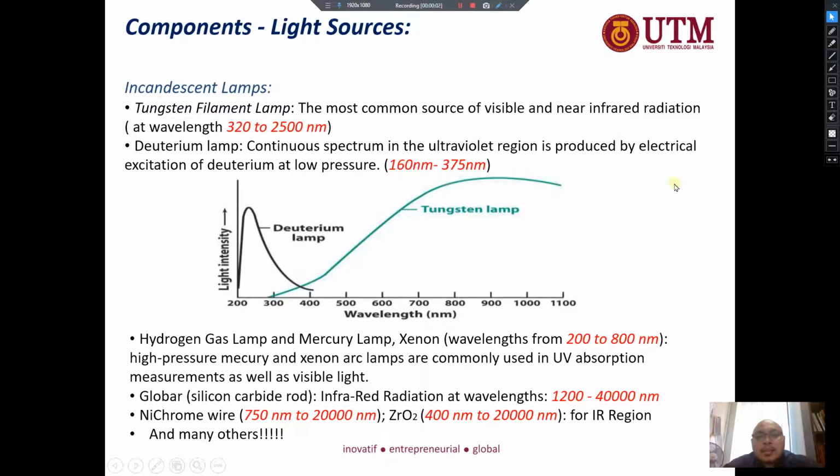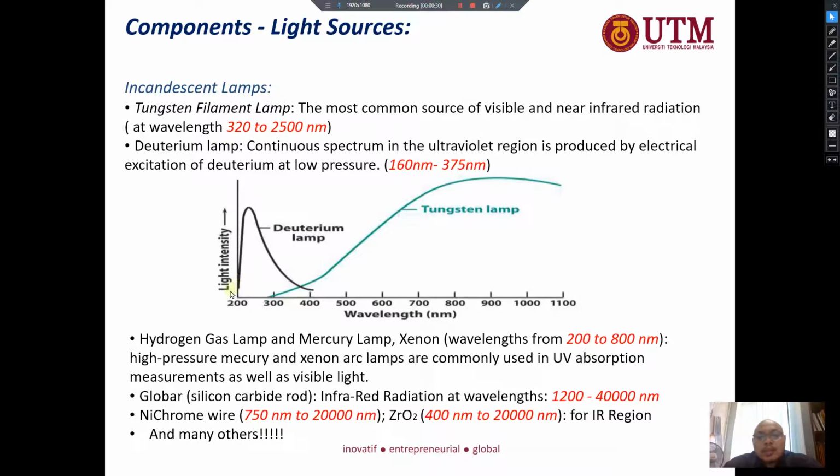Okay, the next one we learn about the specific components of light source again. You guys don't need to remember very specific details. You just need to understand the basic knowledge of it. Don't need to remember everything over here. So we have here the incandescent lamp, including the tungsten lamp and deuterium lamp.